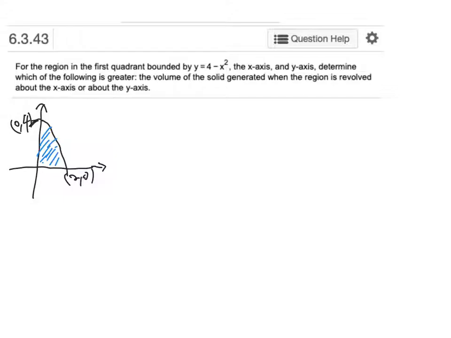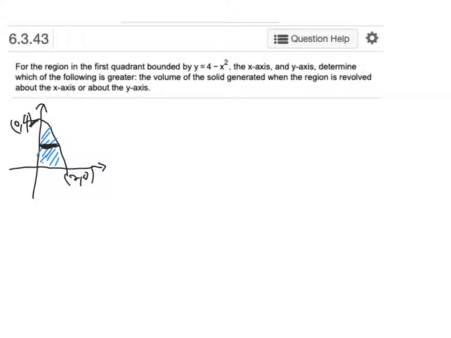And so they're asking us to spin this around the x-axis, see how much volume we get, spin around the y-axis, see how much volume we get. So let's go around the y-axis. That's the more challenging direction. And you can do it the other way for kicks.